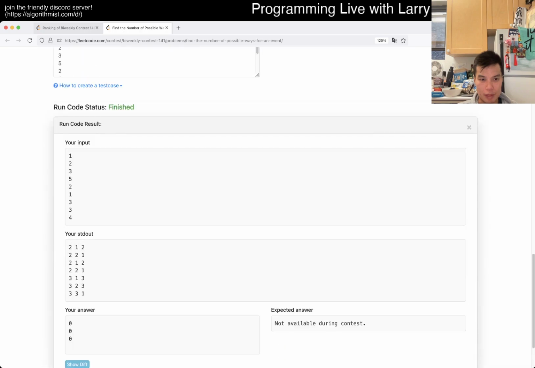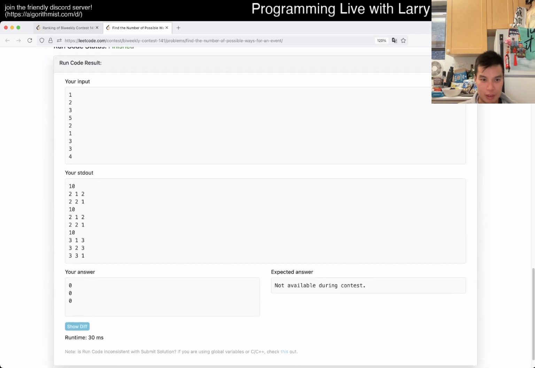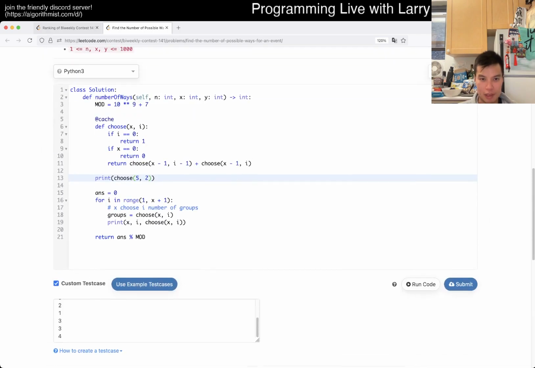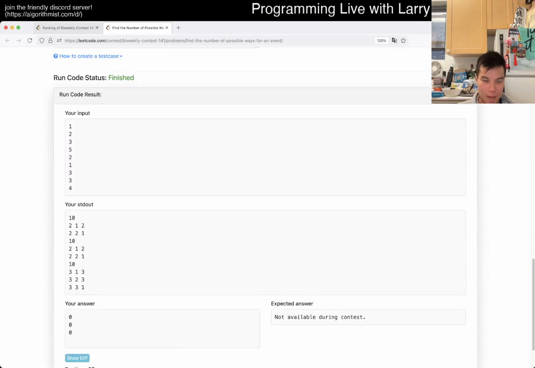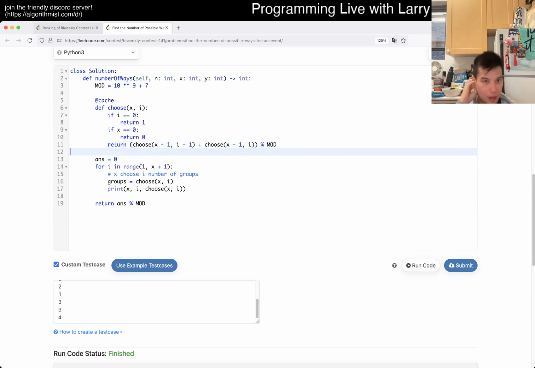Two choose one is 2, 2 choose 2 is... Okay, that's also... I don't know, 5 choose 2. Let's do 5 choose 2 anyway. 10? I guess that's right. I'm so not confident in myself today. Yeah, okay, fine. This looks okay. We have to mod it. Okay, yeah.